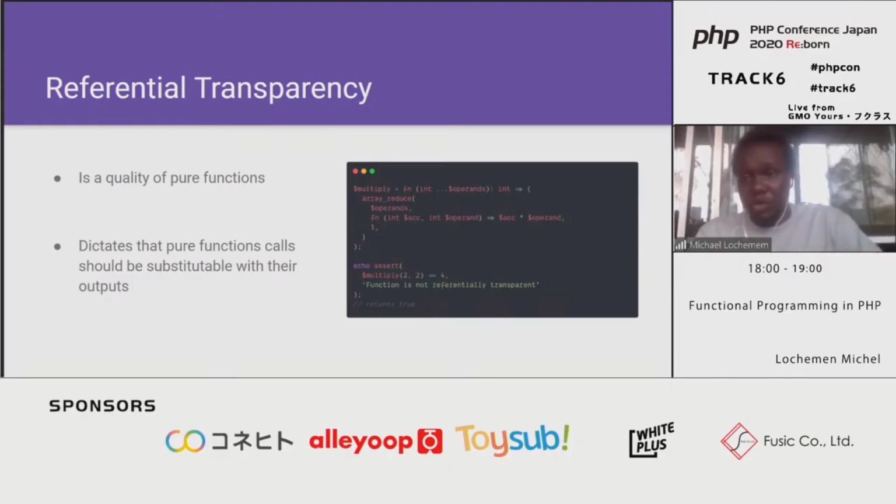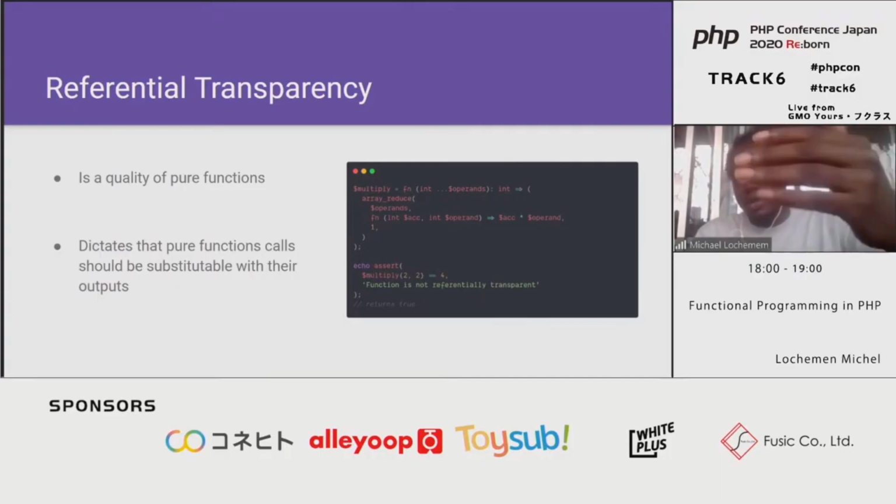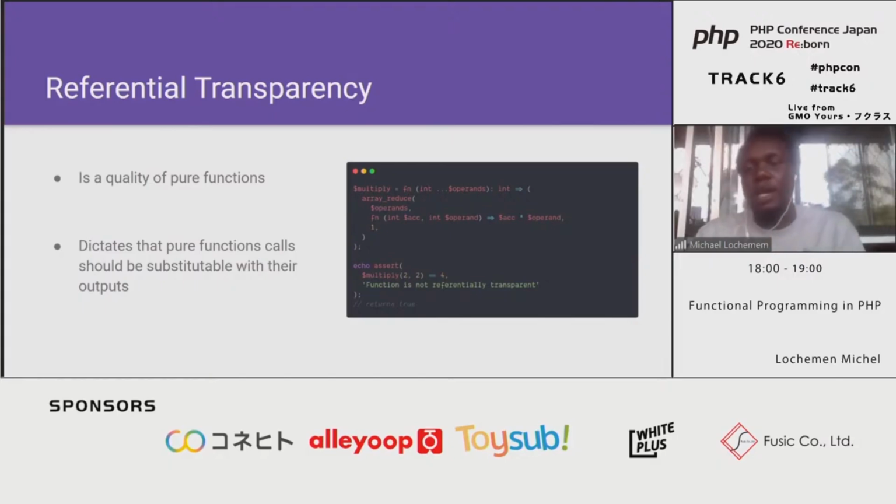Referential transparency is a simple principle. Your function calls should be substitutable with their outputs. So if I take you back to the multiply example, the product of 2 and 2 is 4. Whenever I can substitute 4 with a call to the multiply function with the arguments 2 and 2, then I can safely conclude that my function is referentially transparent and thus pure. So this is a great way of doing that, referential transparency.